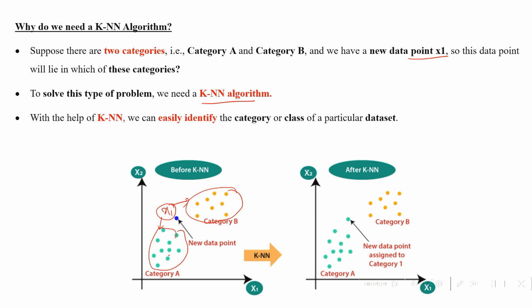It works with the help of different approaches, and we are going to assign the class label for that. So here we are going to use KNN. We can easily identify the category or class label for the given new data point x1.